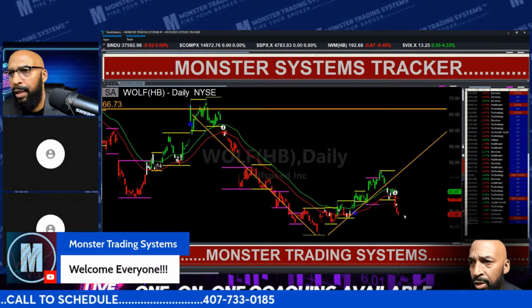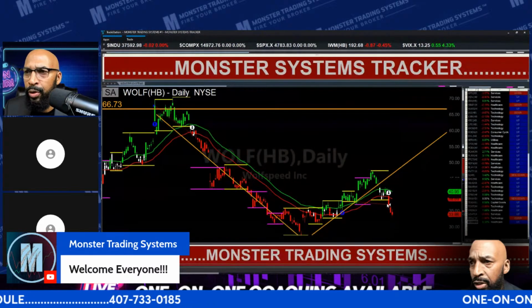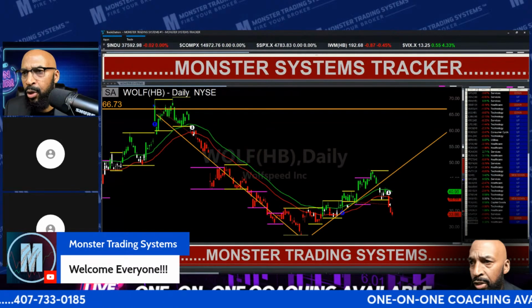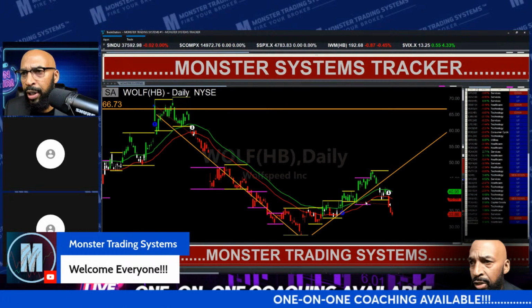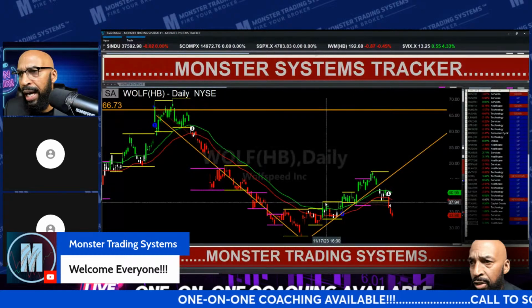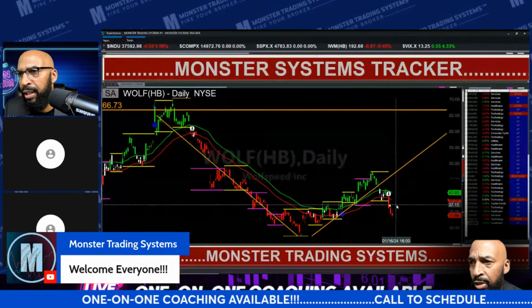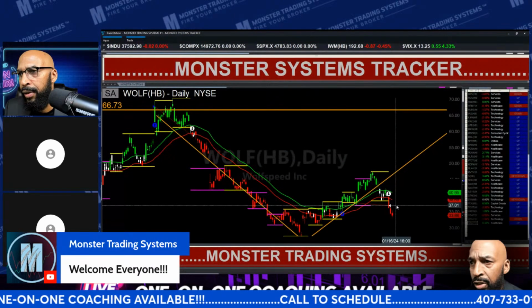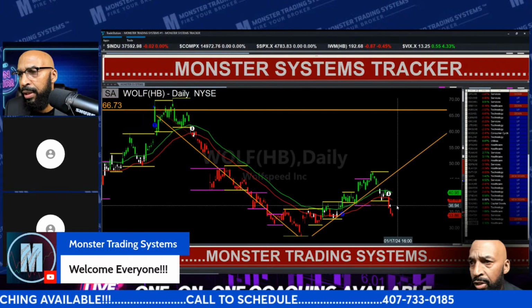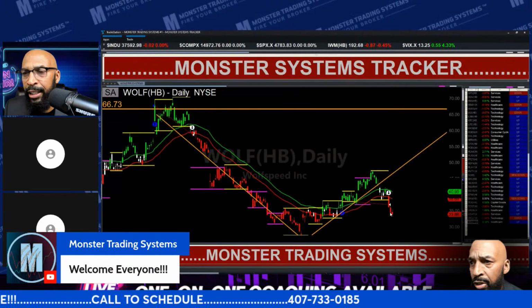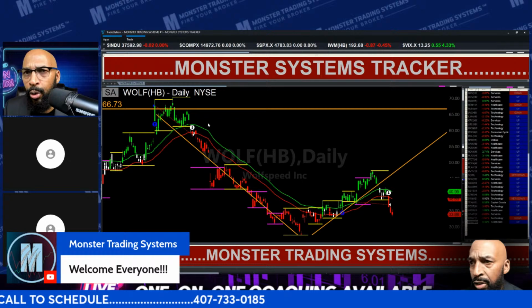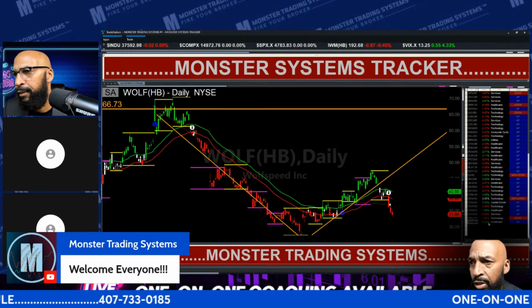WOLF. That's too bad here. This one broke support. This was Wednesday. Anyone who is in it, close that trade. The buy signal was at 37, and your sell signal came in at 36.94. If you're still in it, you should not be still in the trade. So WOLF, close the trade.